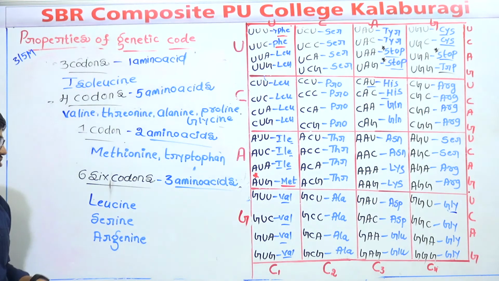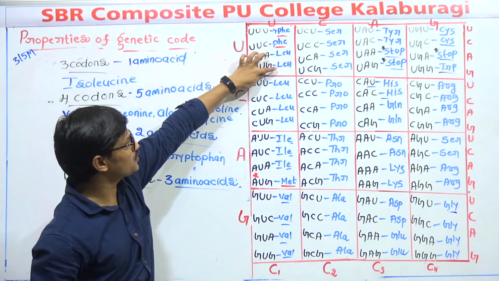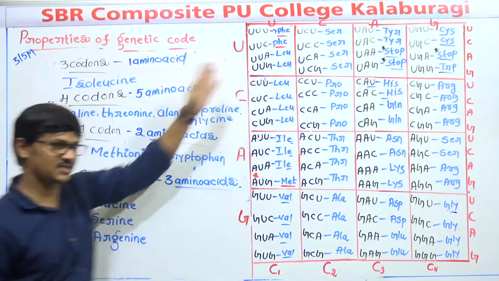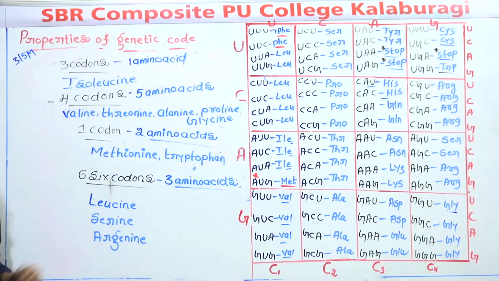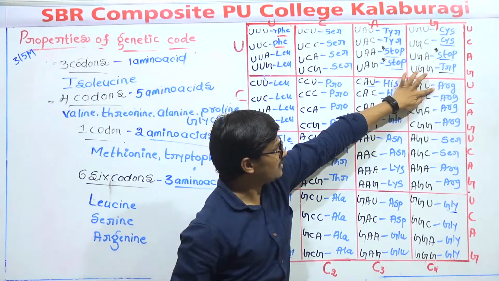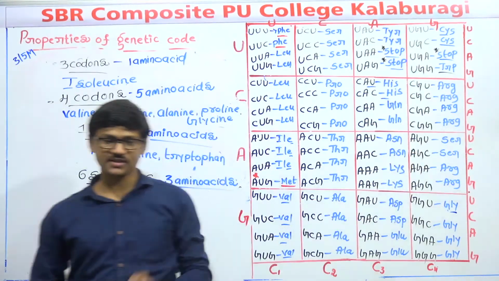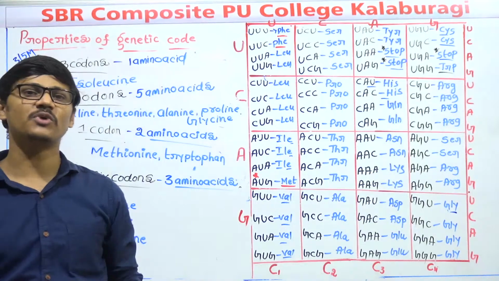3. Let us cross check. We will go for leucine. Let's find out leucine here. 1, 2, 3, 4, 5, 6. 6 codons. Right? If you want, you can go with this arginine. Here, arginine. 1, 2, 3, 4, 5, 6. So what is the meaning of this? It is the third property of genetic code.